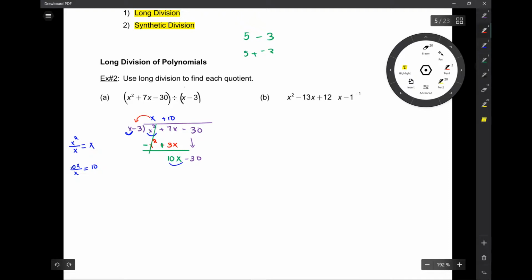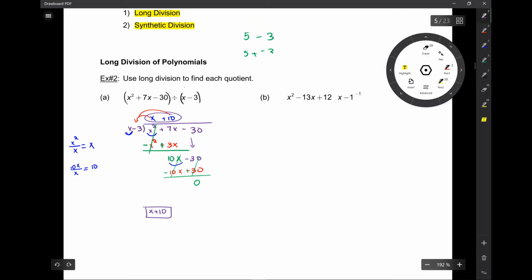Next, we multiply 10 times this entire binomial. So I get 10x minus 30. Next, I need to change the signs and add. And you'll see this is going to go away like it always does. And in this case, this also goes away. So my remainder is 0. So the answer to this is just the quotient. This is the quotient. So the answer is just x plus 10.